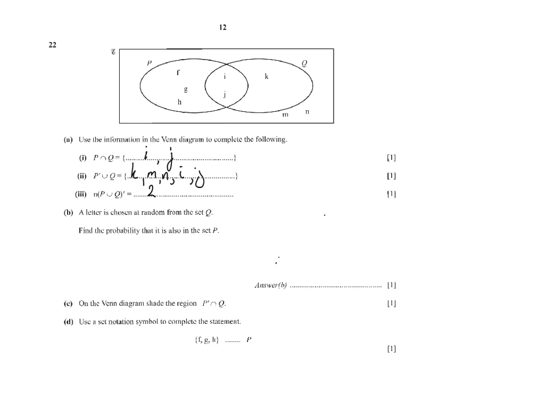And then a letter is chosen at random from the set Q. And I already expected a probability question because that's what you get most of the time. At random from set Q. Find the probability that it is also in a set P. So how many letters are also in a set P? Those are 2 out of 3 in total. So that's a chance of 2 out of 3. There you go. That's for 1 point, so there's no working involved, as you can see.